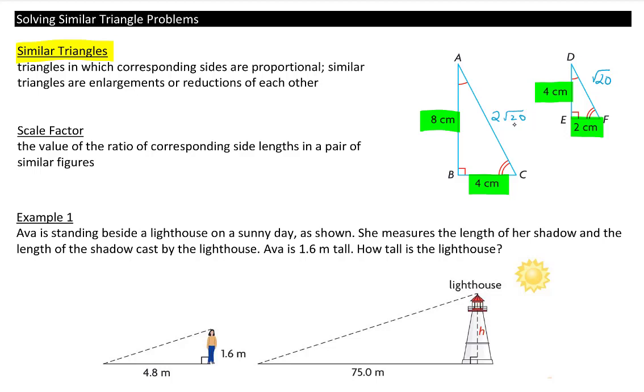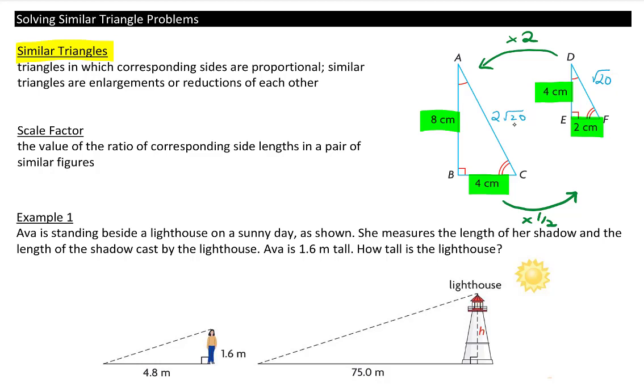Second thing, similar triangles are enlargements or reductions of each other. So again, looking at these two triangles, to go from triangle ABC to DEF, it's half the size, so we can multiply it by a half for all the side lengths. And similarly, to go from triangle DEF to ABC, we just double all the side lengths. So one is an enlargement of the other, and one is a reduction of the other.